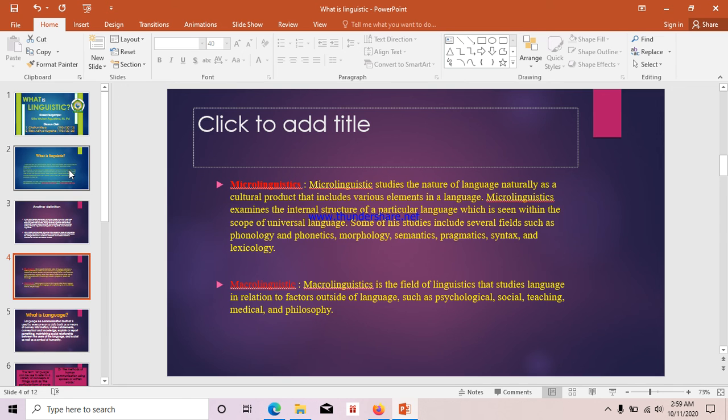Microlinguistic examines the internal structure of a particular language which is seen within the scope of universal language.